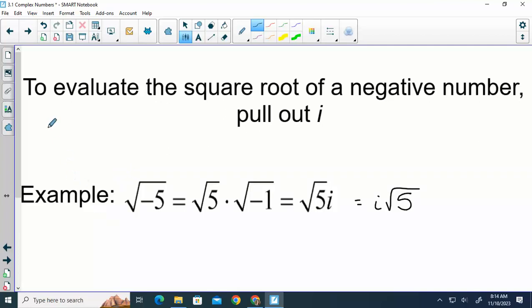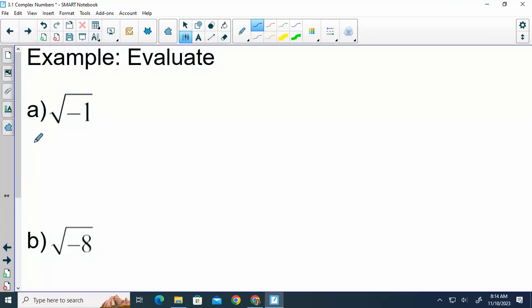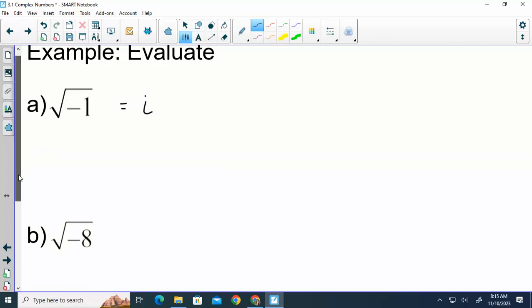Start working some out. So if I just gave you the square root of negative 1, what would that turn into? i. That is what the square root of negative 1 is defined to be.